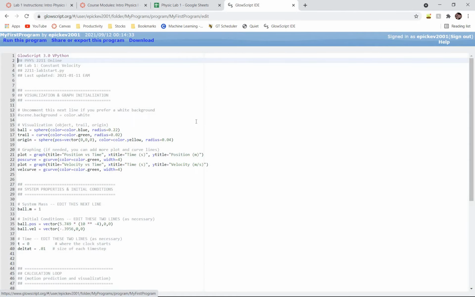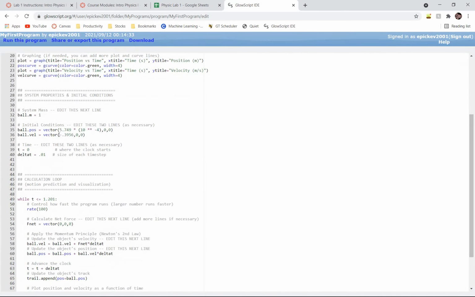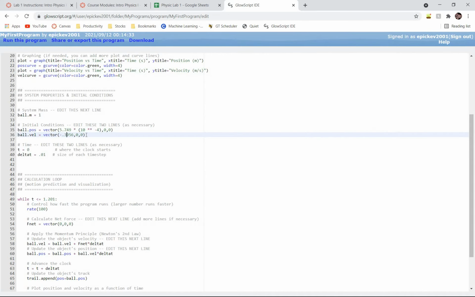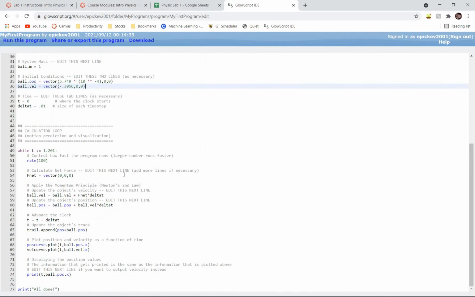But for the code here, we used a constant velocity. So I found that as negative 0.3956, which would be the average velocity between the first two positions on the real experiment. So I did negative 1.248 e to negative 2, subtract that by 5.749 e to negative 4, over the change in time, which is 0.033. Which will be this number, and the starting position will also be the starting position on tracker.